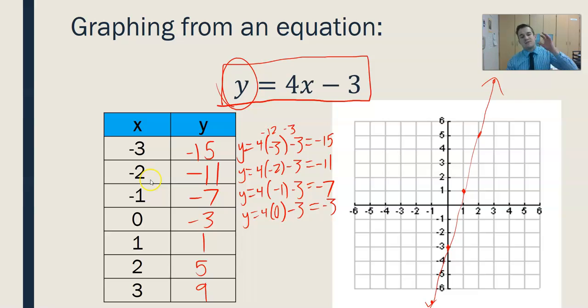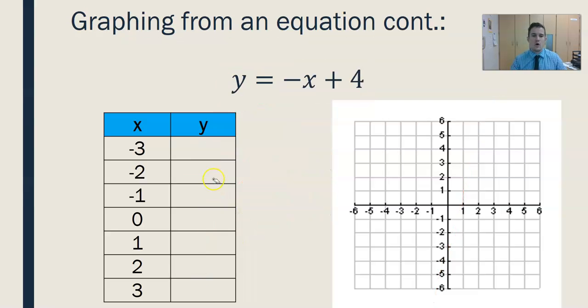So again, instead of giving you the x and the y coordinates, I gave you the x values, and you plug them into this equation, into this machine, and get the y values out. I didn't have to necessarily pick these x values. I could have picked 10, 11, 12, 700, 732. It didn't matter in this case. The ones I chose were -3, -2, -1, 0, 1, 2, and 3. I got my y values out.